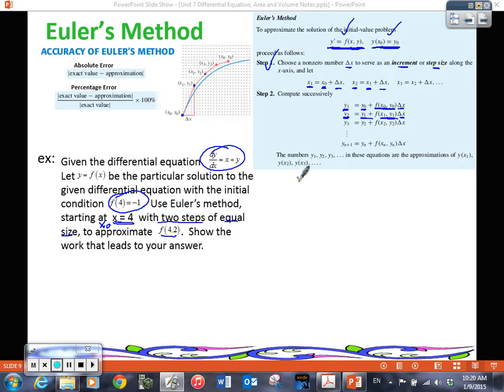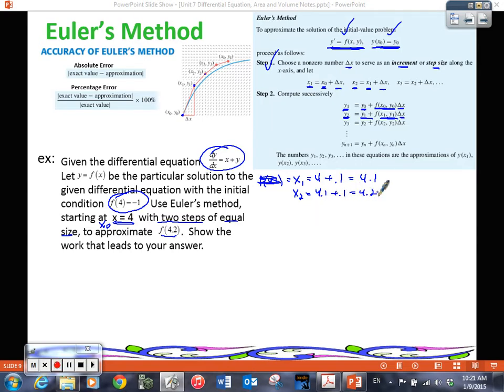So to get my x1, I would take my x naught, and my x naught was 4, and I would add to it my increment, and I think we agreed the increment was 0.1. So this is f of 4.1, the same thing as x1. This is my x1, not my y. So my x1 is 4 plus 0.1, which is 4.1. And my x2, I take my x1 and I add the increment again, and I get 4.2.